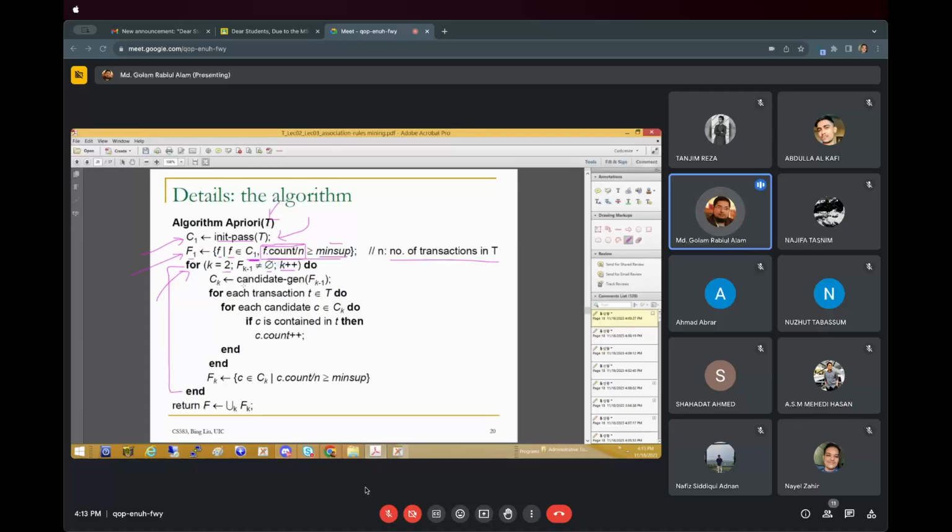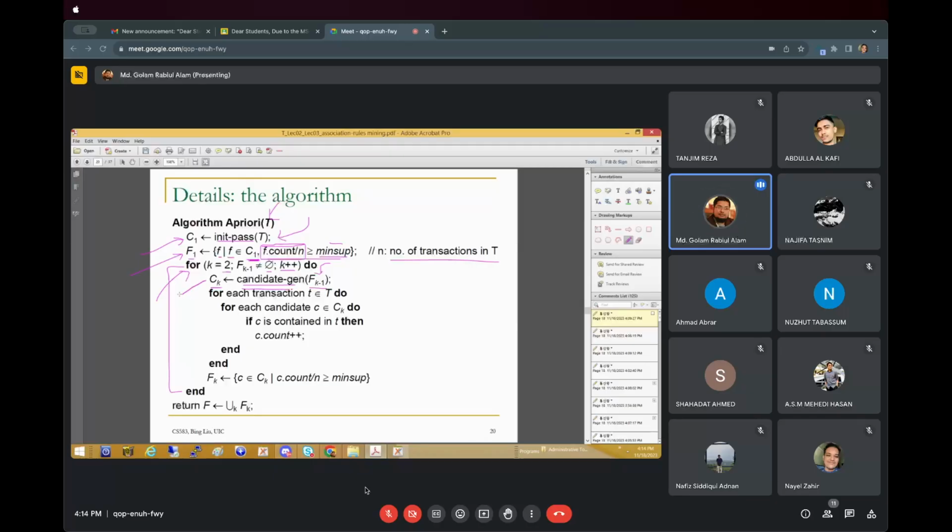And we can see here the candidate generation. So candidate generation is another method, another function. We will also discuss the candidate generation function. The candidate generation function will just take F k minus 1 as the input. So this is the input. F k minus 1 means the previous item set, and it generates the candidates of the k item set.